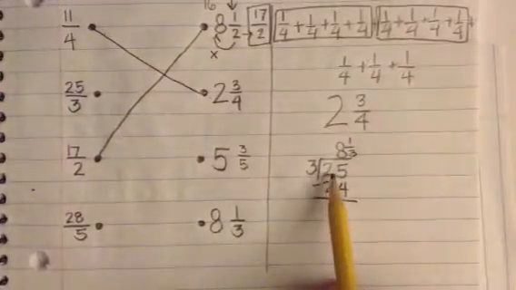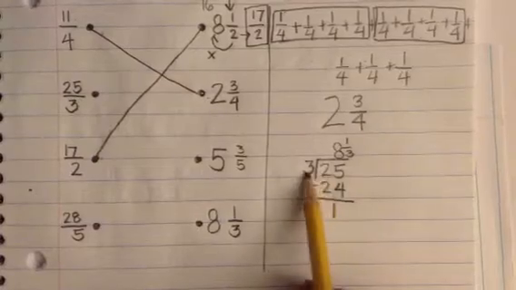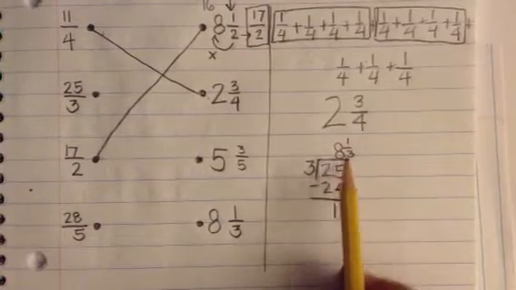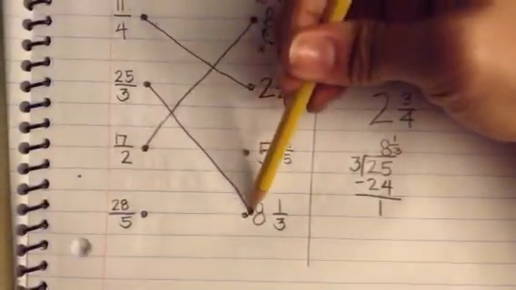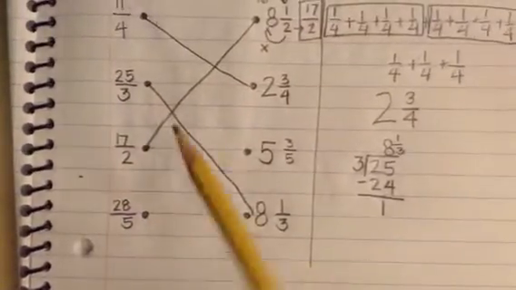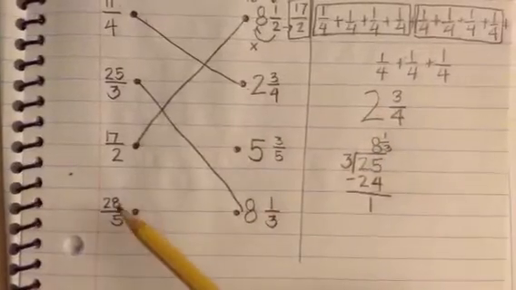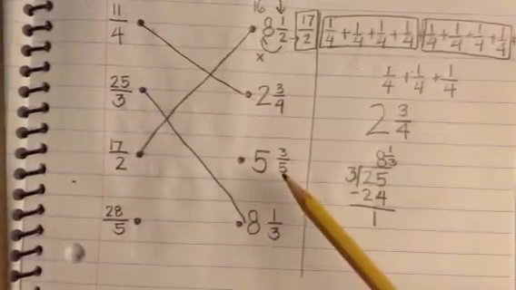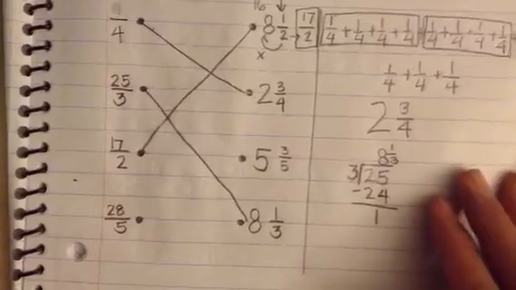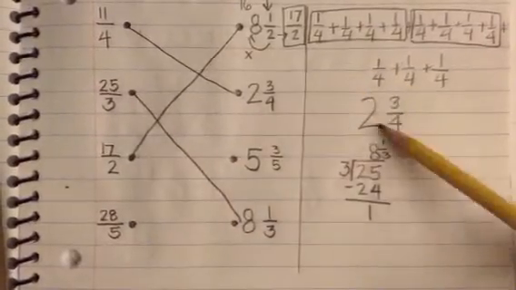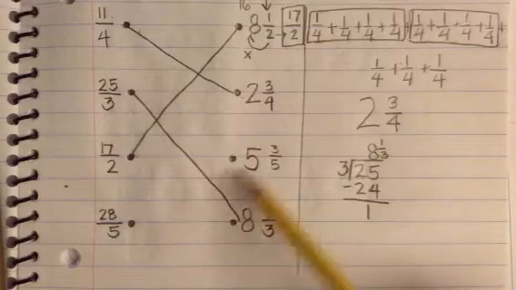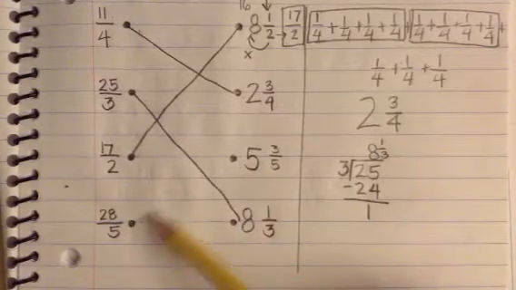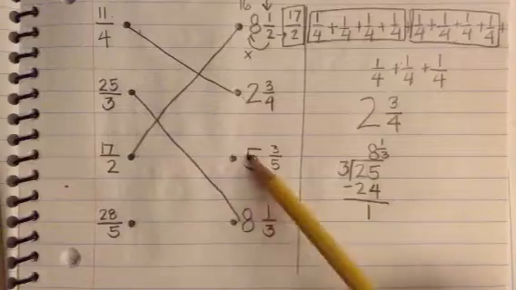So I know that 25/3 is actually 8 and 1/3. So now I can match these two up. Okay? And by process of elimination, I know that 28/5 is equivalent to 5 and 3/5, but I want you to try one of these strategies to find their equivalents. Okay? Just work through the steps and see if you can get the correct answer.